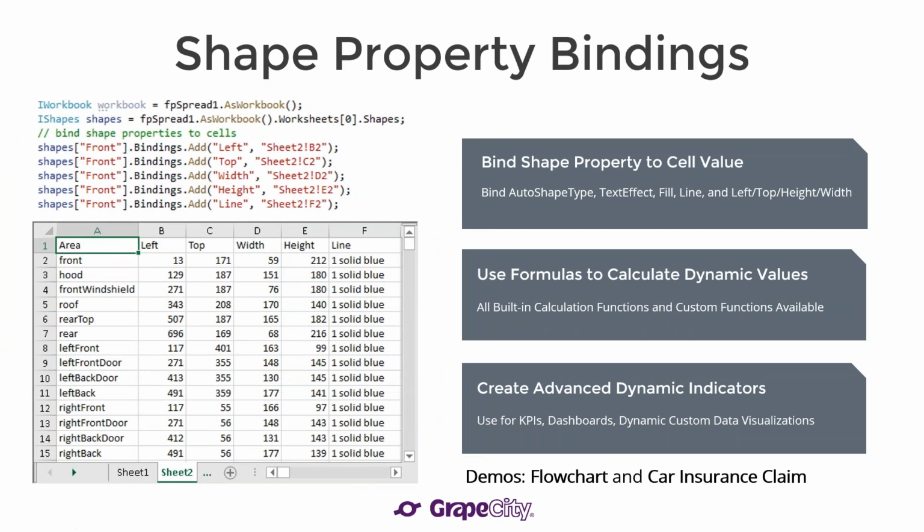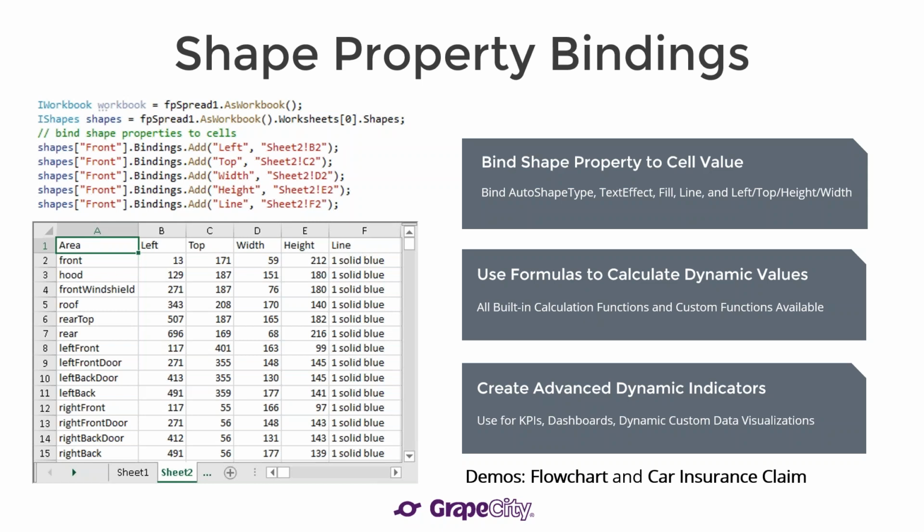Shape property bindings allow shape properties to be bound to cell values using formulas. Properties that support formula binding include the auto shape type, text effect, fill, line, and left, top, height and width. The formulas can use any built-in calculation functions and reference cells in the worksheets. Formulas can be used to automate the shapes based on custom conditions to create visual indicators for KPIs, dashboards, or other dynamic custom data visualization.